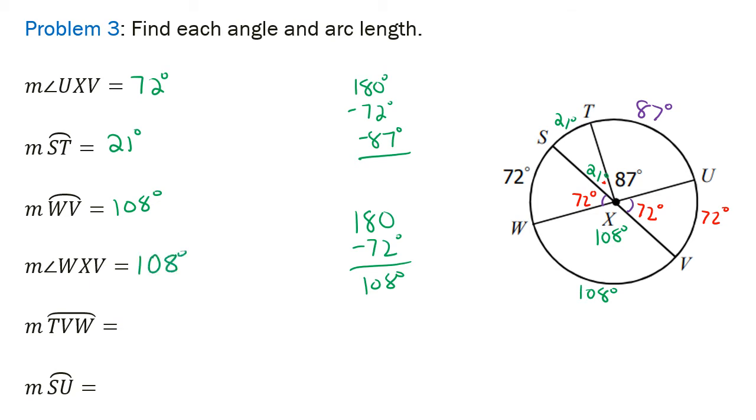Arc TVW, we go from T to V all the way to W, so we are going to add up all these degrees. So 87 plus 72 plus 108 is 267 degrees. And then the arc SU, that's from here to here. We care about these two. So 21 plus 87 is 108 degrees.